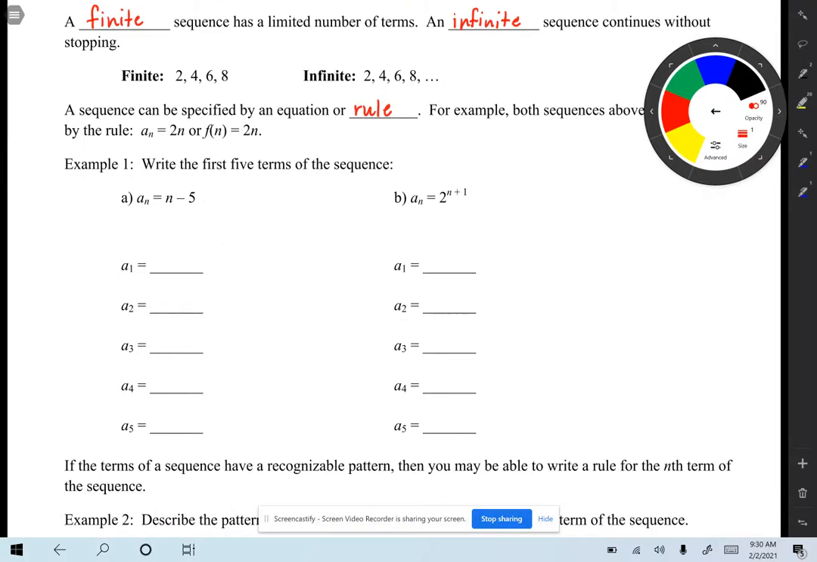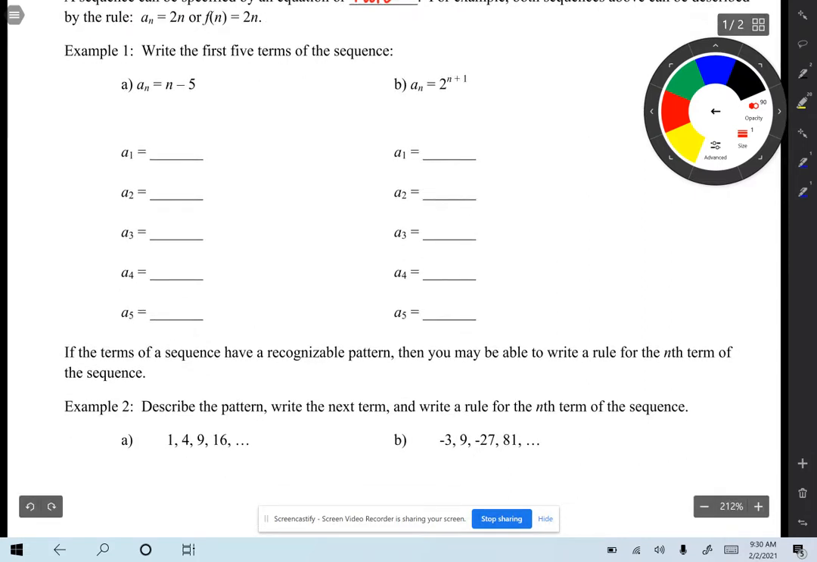The way you read that is the nth term is equal to n minus 5. And so they are asking us to find the first 5 terms, noted by the first term, second, third, fourth, all the way up to the 5th term. To figure that out, you are going to replace n with 1 for the first term, n with 2 for the second term, and so on. So I'll do my work here.